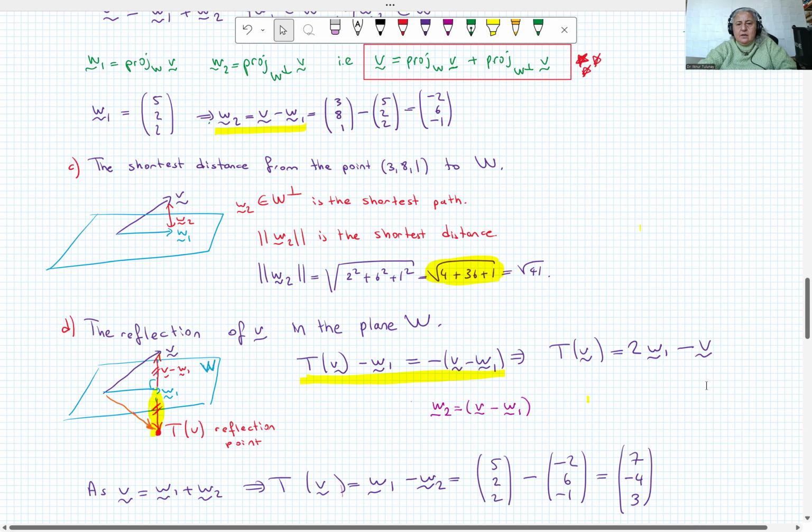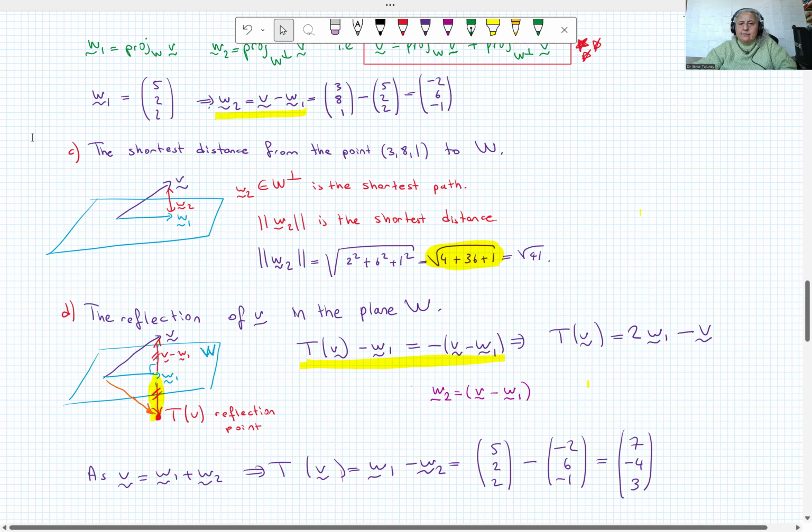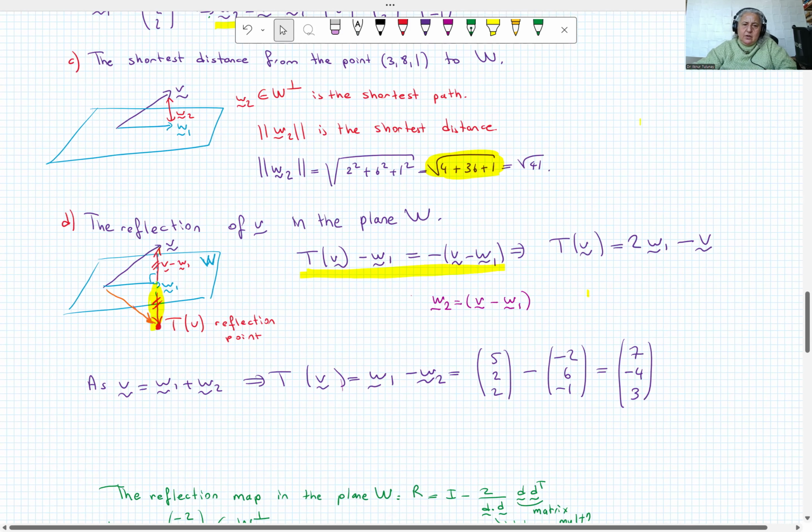That's what I'm saying in section C. Calculate the length of W2, which will give you the shortest distance. And this is a vector. The length of the vector will be the square root of the sum of the squares of each component: 2 squared, 6 squared, plus 1 squared. That's the length of W2, because that's W2. This is the shortest distance. No problem.